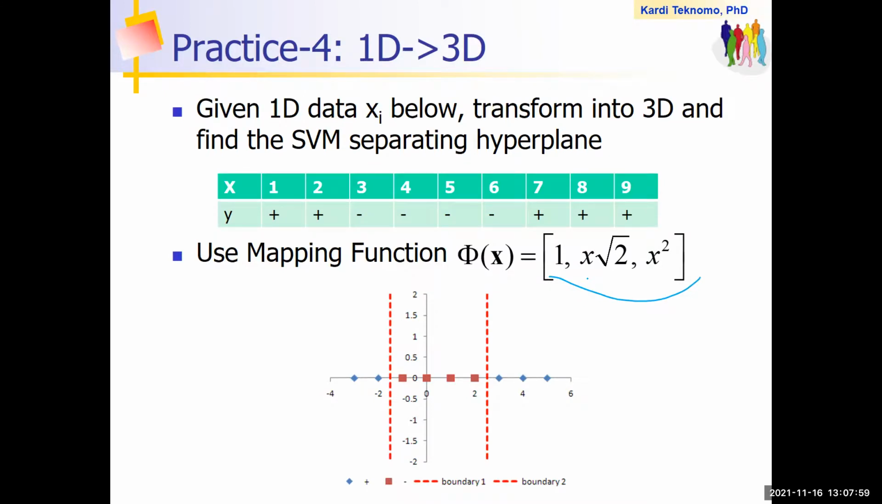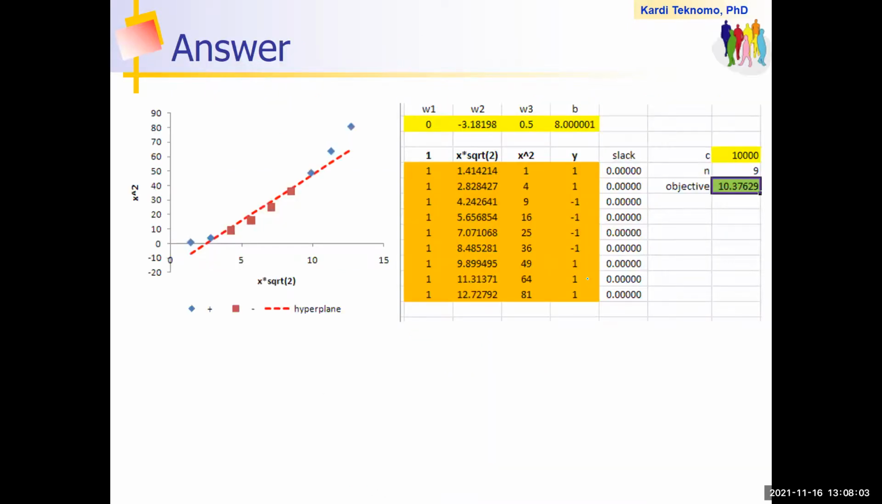If you use one dimension, you get it like that. If you use three dimensions, you can actually compute it, and then you will see that they are actually linearly separable. This one I use Excel. You can get the x times square root of 2 and then x squared here. This is the example.